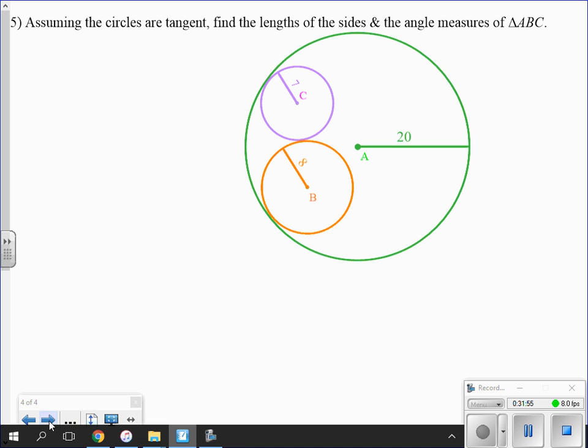All right. I like this one. Requires a little extra work. Assuming that the circles are tangent, which means the edges touch each other, because that's what tangent means. They touch in only one spot. They're not secant. Find the side lengths and the angle measurements of triangle ABC. So we have triangle A, B, C. We want to find the side lengths and the angle measurements.